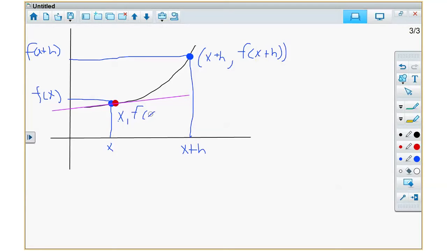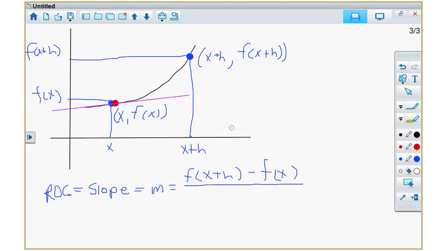Now we've said in the difference quotient section, as well as this section, that rate of change is equal to the slope, which is equal to m, which is equal to y sub 2, f of x plus h, minus f of x, over x plus h minus x. And that gives us a difference quotient, which gives us our rate of change.